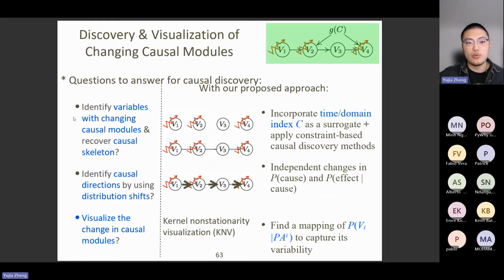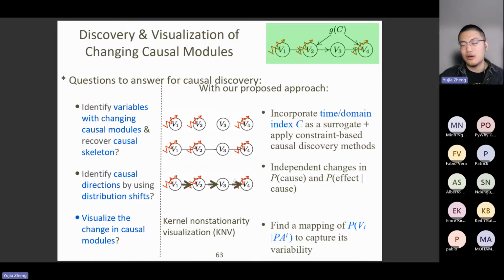To identify the variables with changing causal modules and recover the causal skeleton, we can just incorporate the time or domain index C as a surrogate variable. For example, for a video, we always have the time step, and that time step can just be seen as a time index C. We include a surrogate variable, for example, g(C) here, and then we apply a constraint-based causal discovery algorithm in order to get the skeleton. For those variables that are connected with that surrogate variable, we believe that their causal mechanisms might change across the shifts of distributions.